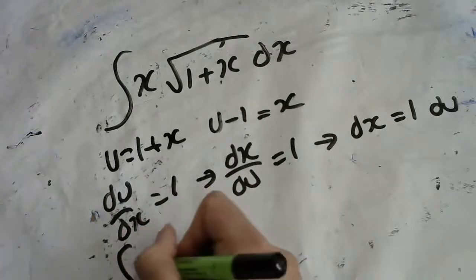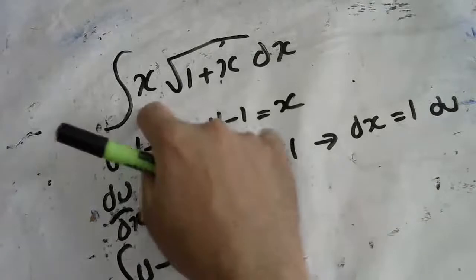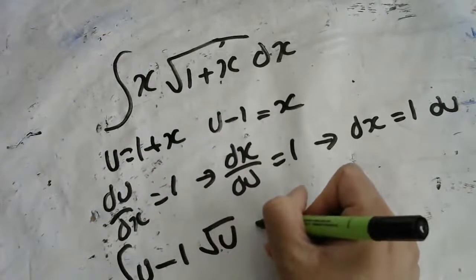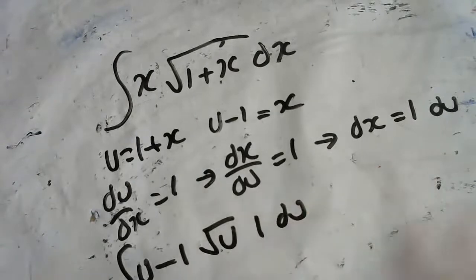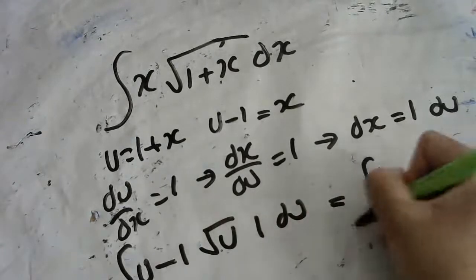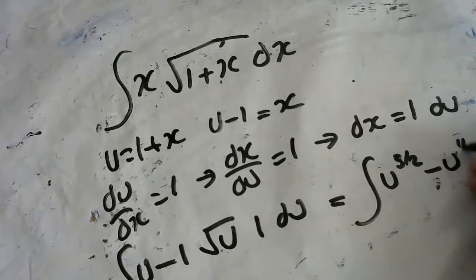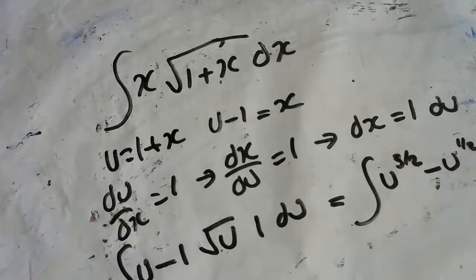Okay, so we've now got u minus 1, that's x, times the square root of u, times 1 du. Obviously the 1 doesn't matter, so that becomes u to the 3/2 minus u to the half du. And you can just integrate that pretty easily, I hope.